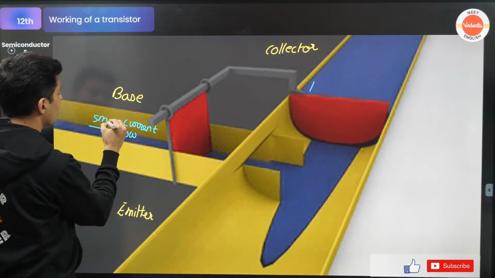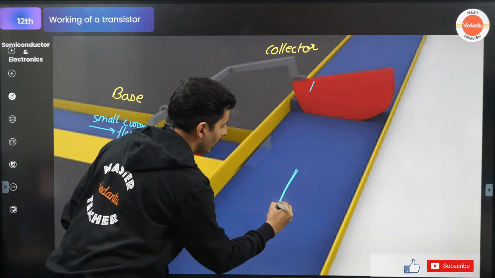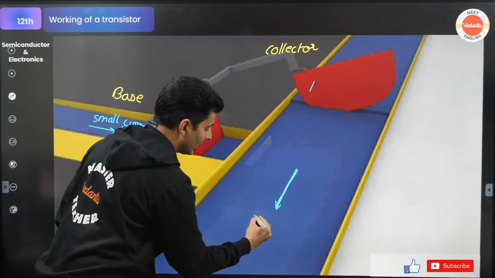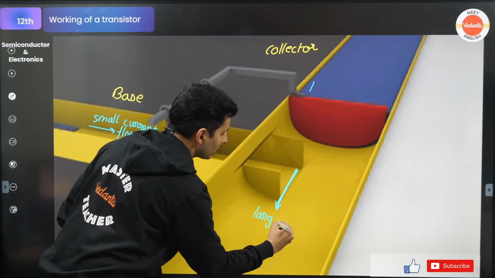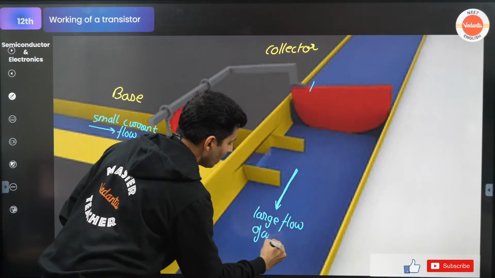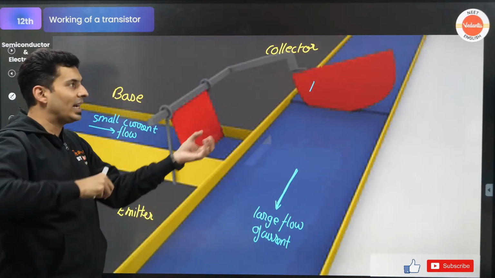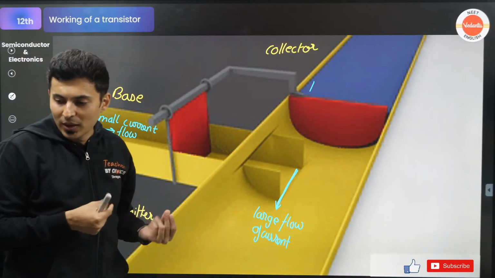This is a small amount of current. This is creating a large amount of current. This is creating a large flow of current. This is how you should visualize a transistor. Are you able to get it?